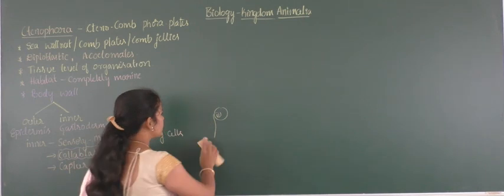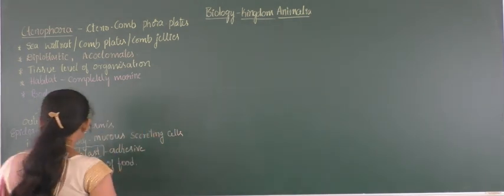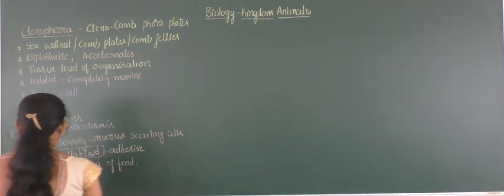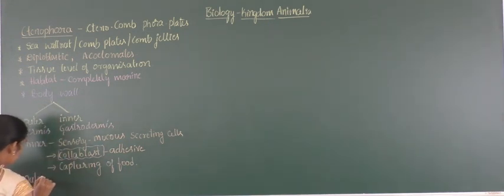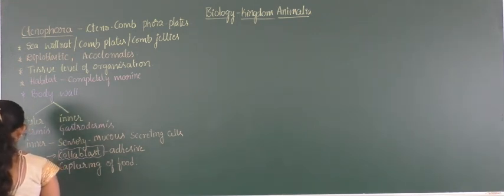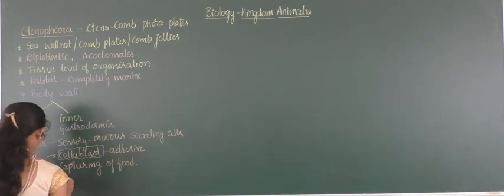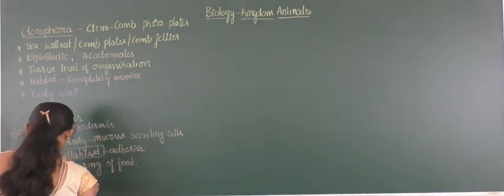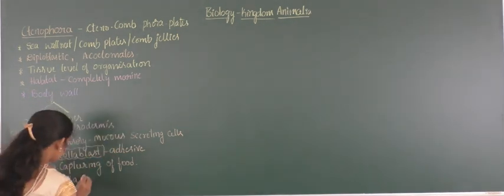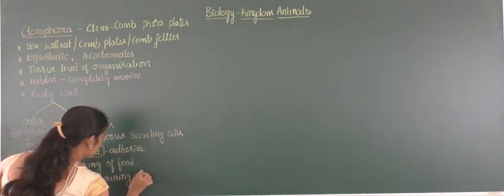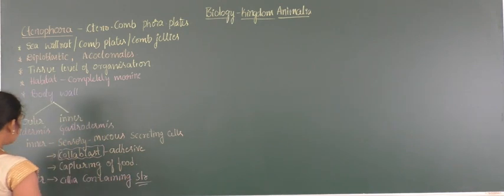Okay, so regarding the colloblast cells: in the innermost layer of the epidermis, and when we come to the outermost layer of the epidermis, it is present with cilia-containing structures. Cilia-containing structures. So now we will move to the gastrodermis.